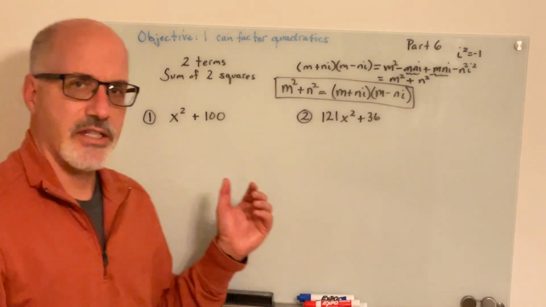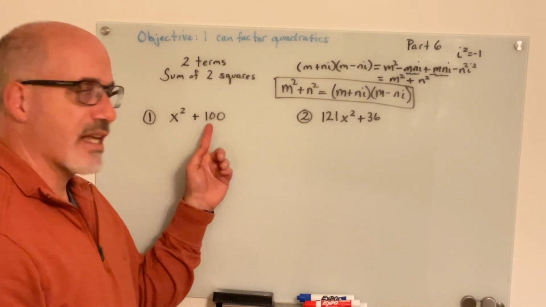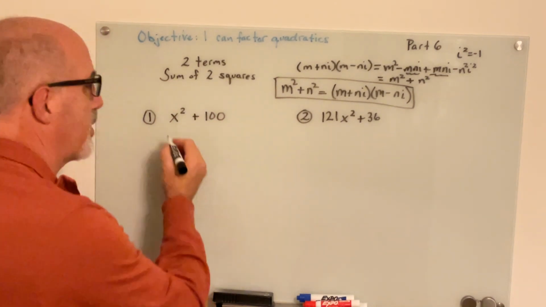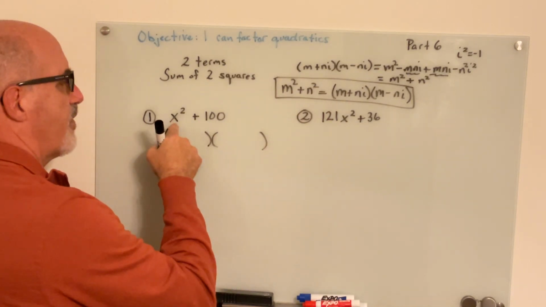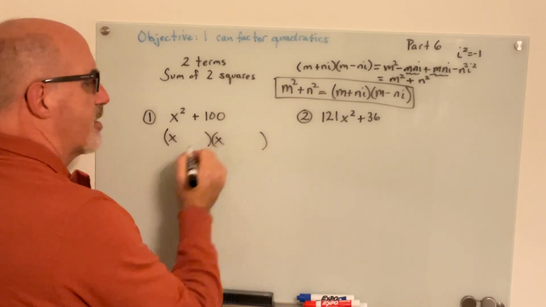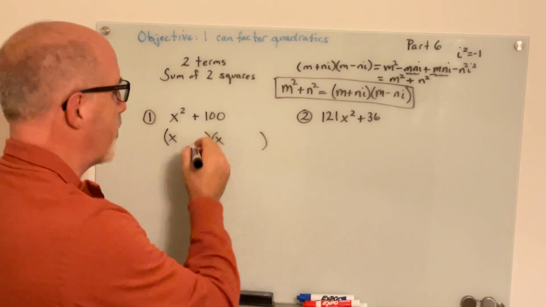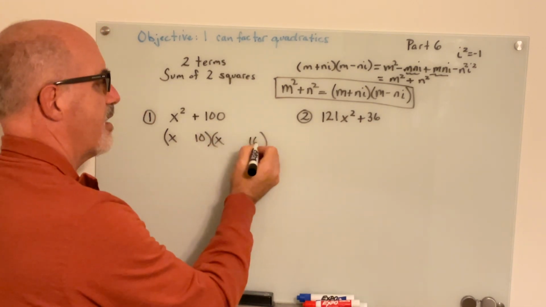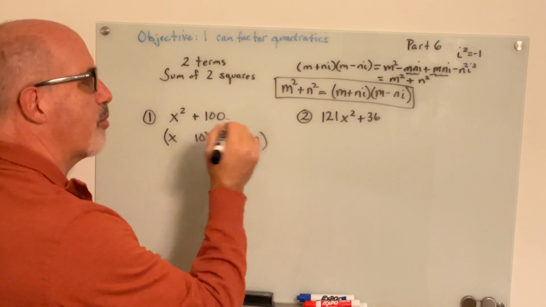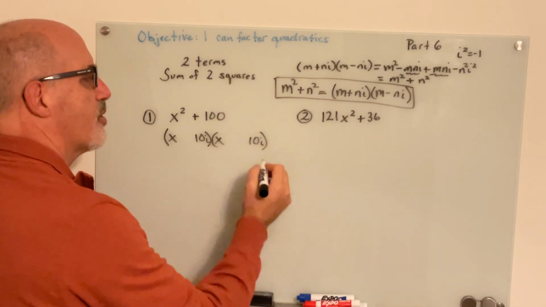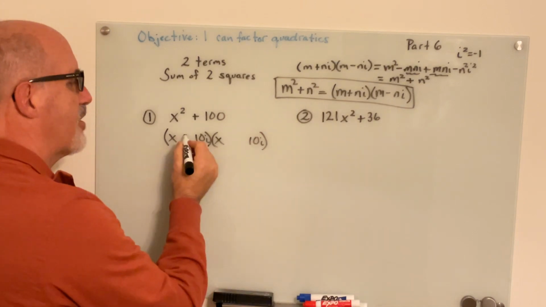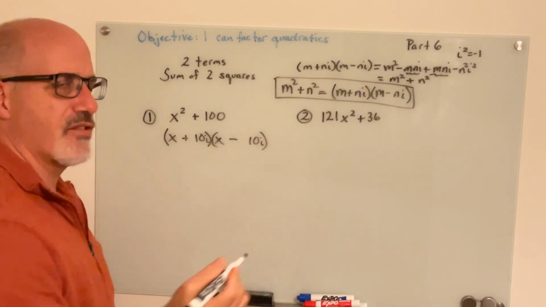So let's take a look at these two. Notice that this is a perfect square, that's a perfect square. And so what I'm going to do is factor it by doing the square root of x squared is x and x. 100 is just 10 and 10. And then I'm going to put an i after each of these in order to get that pattern, and then just put a plus and a minus, and it's factored.